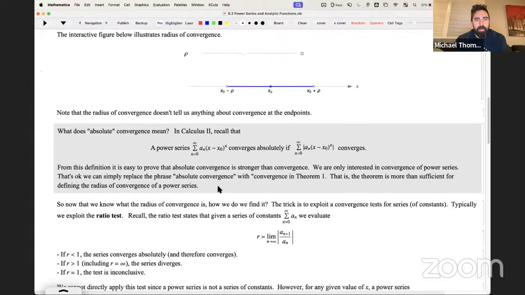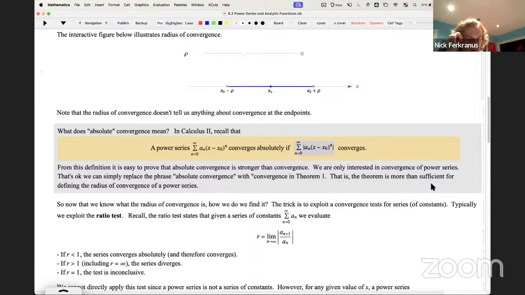And then, absolute convergence. Basically, this series is absolutely convergent. This is just the definition: if the series of absolute values converges. You can prove that that's stronger than regular convergence, but we won't worry about that again.